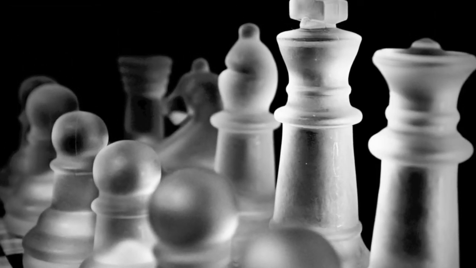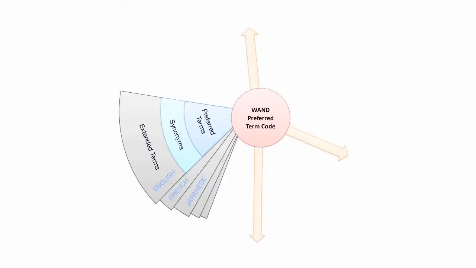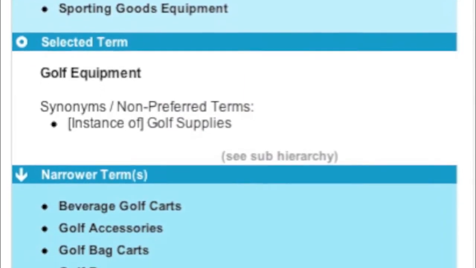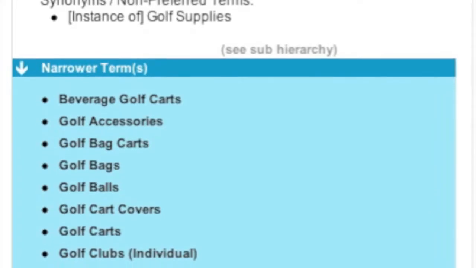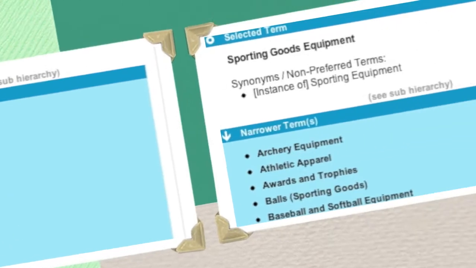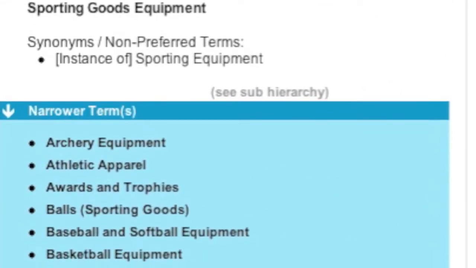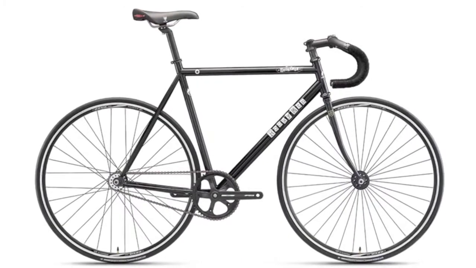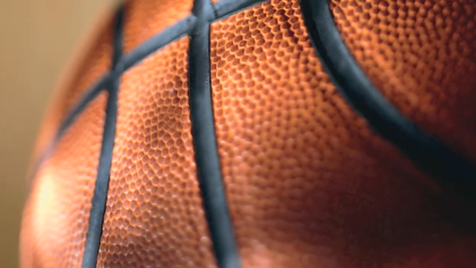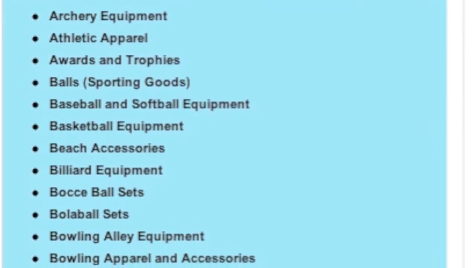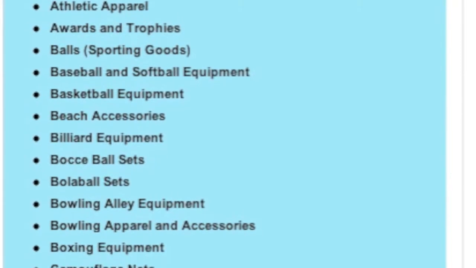A taxonomy is a hierarchy. Remember, we were talking about geography: broader terms, countries, continents; narrower terms, states, cities. If we think of the preferred term code now being golf equipment, broader terms would be sporting goods equipment. Narrower terms to golf equipment: golf balls, golf clubs, golf tees, golf bags. Again, taxonomies organize the domain of golf equipment. If we go all the way up to sporting goods equipment, narrower terms to sporting goods equipment: cycling equipment, football equipment is an example, basketball equipment. All of these terms are narrower terms to sporting goods equipment. And this is a taxonomy that describes the domain of sporting goods equipment.